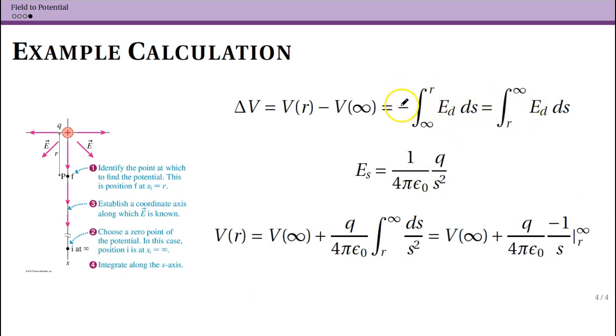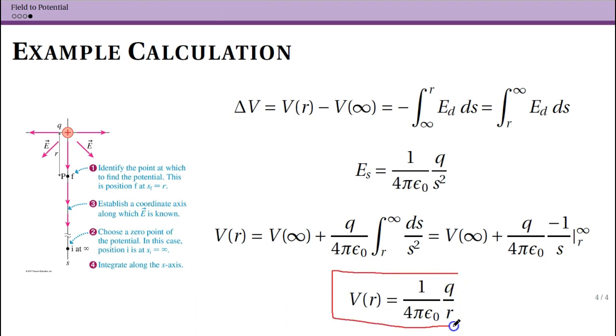Note that we did get rid of this minus sign by flipping the limits of our integration. So we go from R to infinity, we pull out that Q and 4 pi epsilon naught because those are constants, so we're now integrating ds over s squared from R to infinity. So we do get a -1, but note that when you plug in infinity, you get 0, and the lower limit was R, which will cancel with that minus sign. That then leaves us with the potential of R from a point charge, and we already found this.